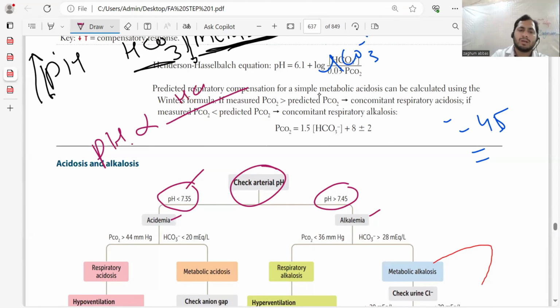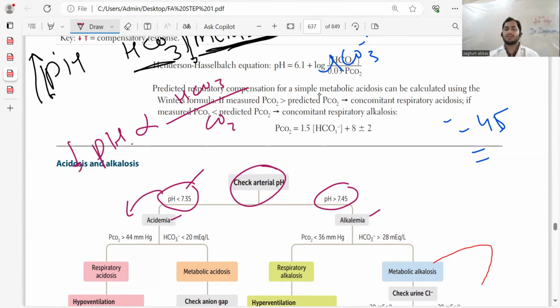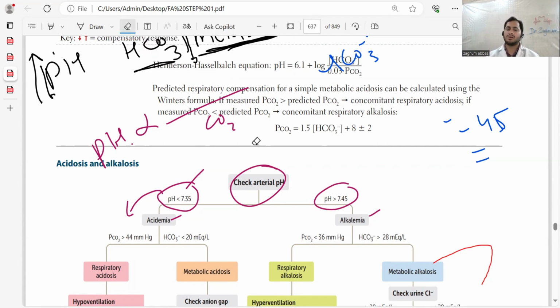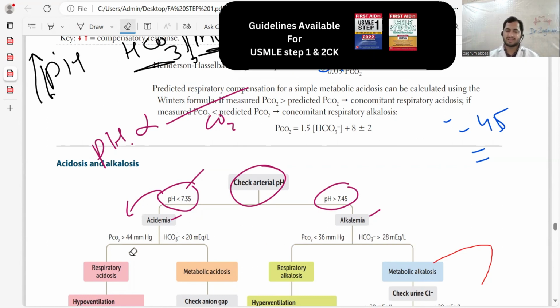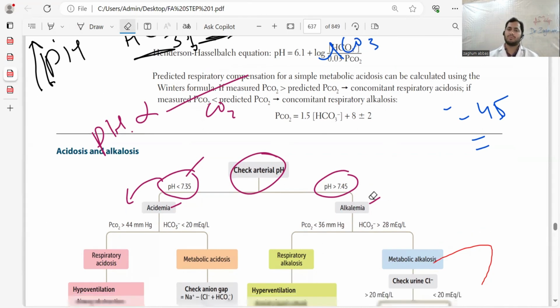Bicarbonate and carbon dioxide. So here I'm going in this way. If pH is decreased, so guys, now I'm just covering the respiratory component. To simplify, I'm removing the bicarbonate. I'm just having pH inverse with carbon dioxide. First I will cover the respiratory acidosis, then we'll move toward the metabolic component.